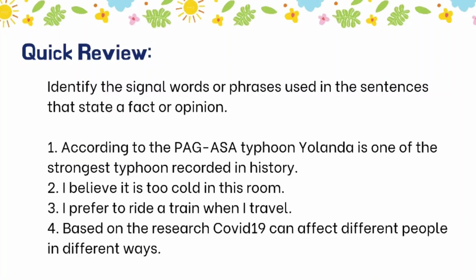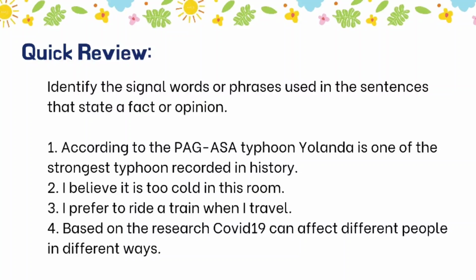Before moving on to our discussion, let us have first a quick review. Let's identify the signal words or phrases used in the sentences that state a fact or an opinion. Number 1. According to Pag-asa, Typhoon Yolanda is one of the strongest typhoons recorded in history. Number 2. I believe it is too cold in this room. Number 3. I prefer to ride a train when I travel. And number 4. Based on the research, COVID-19 can affect different people in different ways.